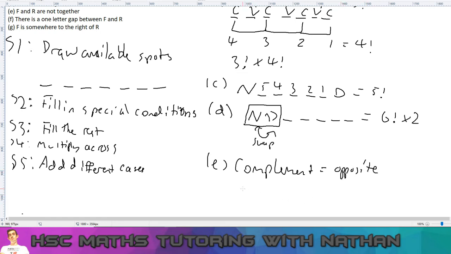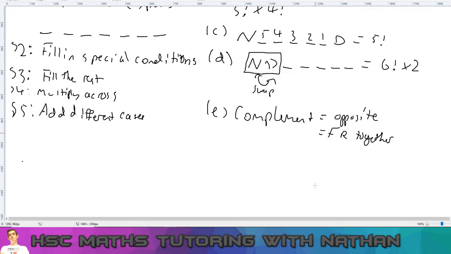So if F and R are not together, the complement is F and R together. And this is a trick that will help with a lot of questions. If you look in D, we already found when N and D are together. Now F and R together is the exact same thing. There's no difference between F and R or N and D. So that is just 6 factorial times 2 from D.